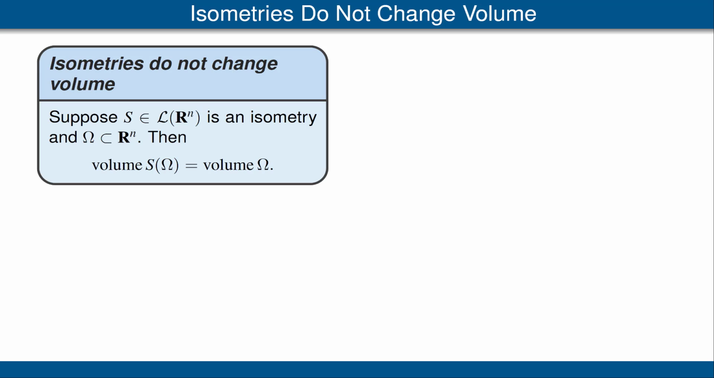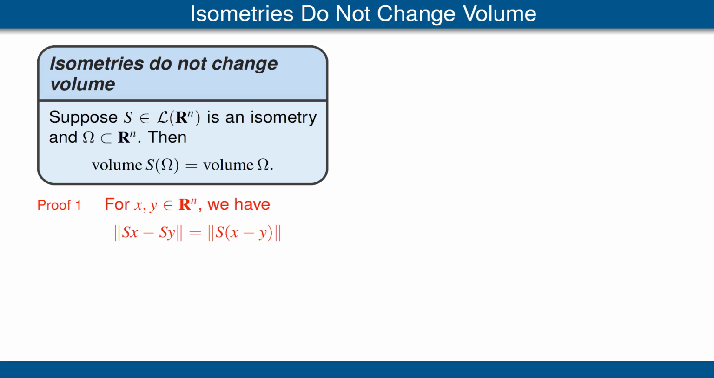In the last slide, we saw what positive operators do in terms of volume. Now we turn to the question of what isometries do. Here's the result. Suppose S is an isometry on Rn, and omega is a subset of Rn. Then the volume of S of omega is equal to the volume of omega. In other words, isometries do not change volume at all. I'll give two proofs of why this is true. Actually, they're not quite proofs, but explanations that should convince you and provide good intuition.